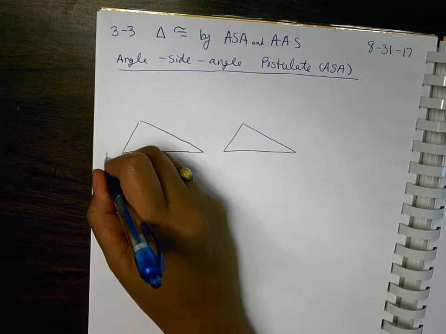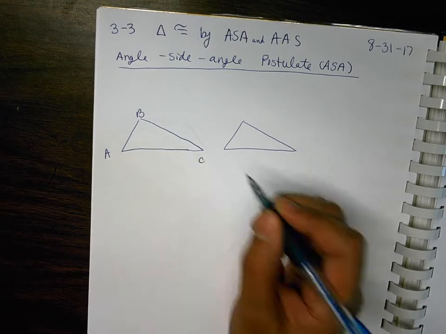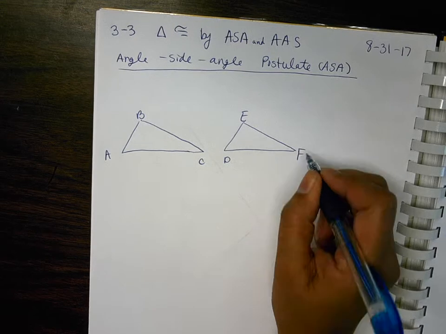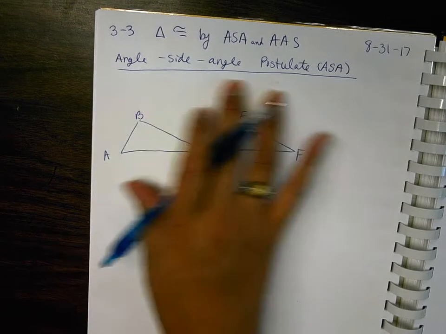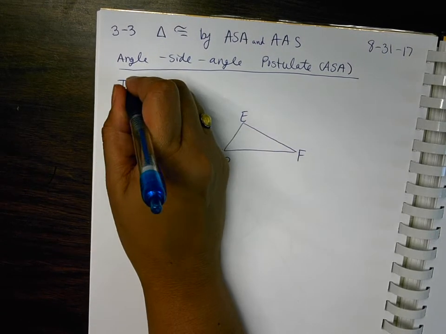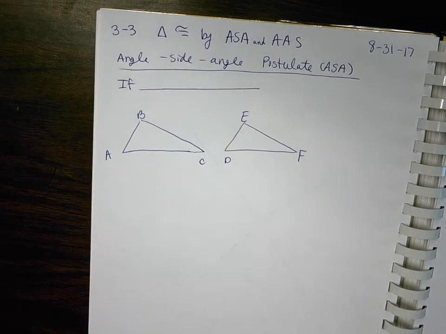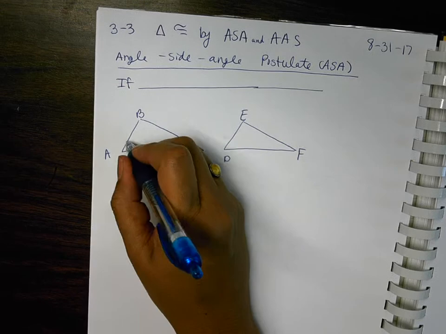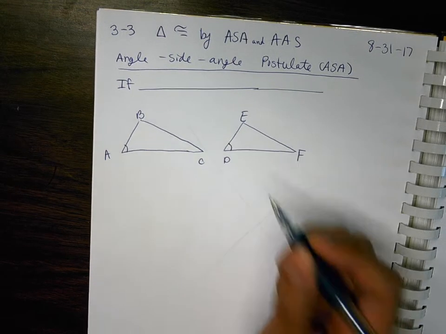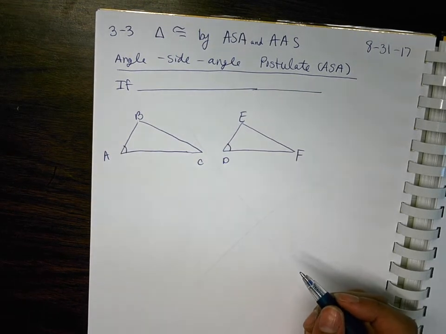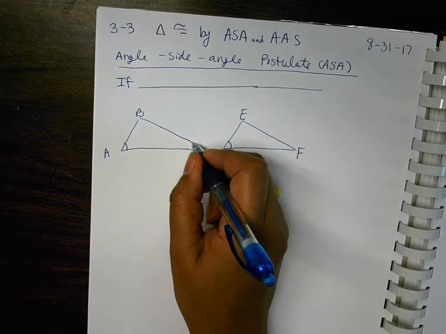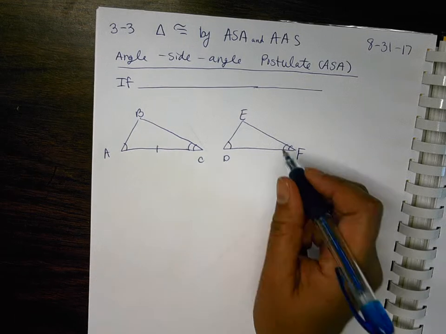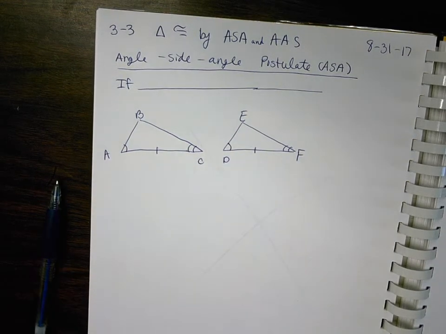All right. A, B, C, and D, E, F. Before I fill this in, let's put some markings here. I'm going to put a congruent angle marking on A and D. I'm going to put a congruent marking on angle C and angle F. And I'm going to put a side congruent marking on AC and DF.